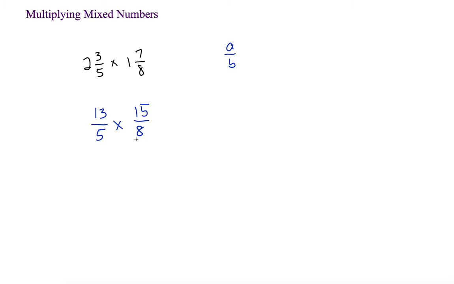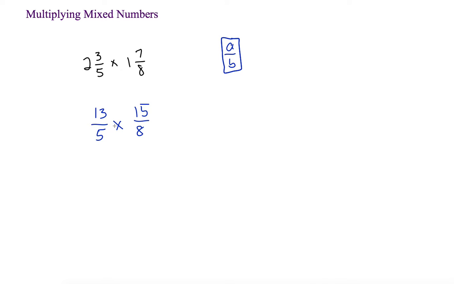So now I'm ready to multiply. Now keep in mind, 2 and 3/5 is the same exact thing as 13 over 5. It's just a different format. It's in this format of A over B. All right. Now, I could just multiply this straight across, but luckily in this case, I can cross simplify.